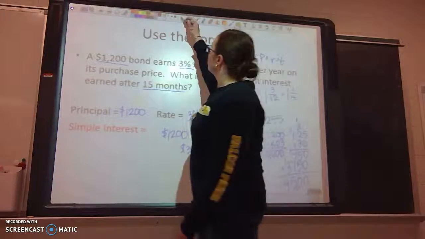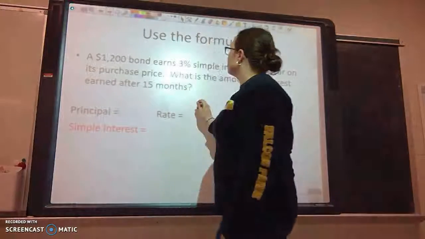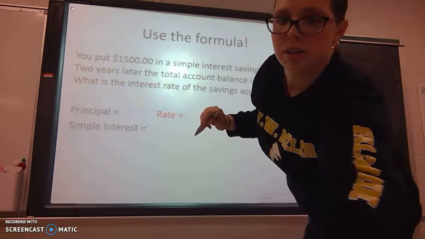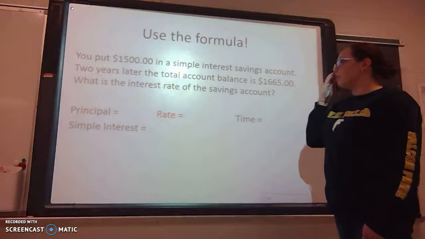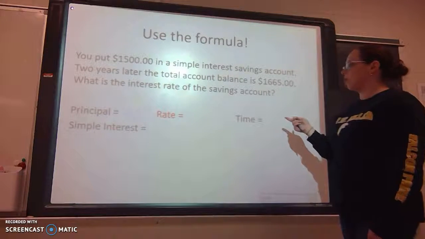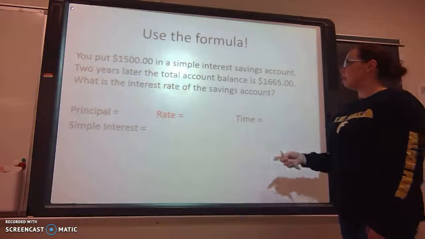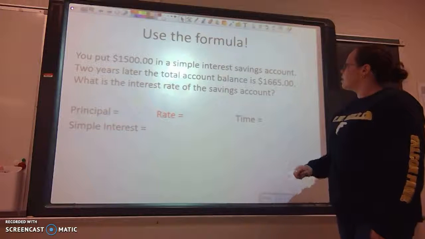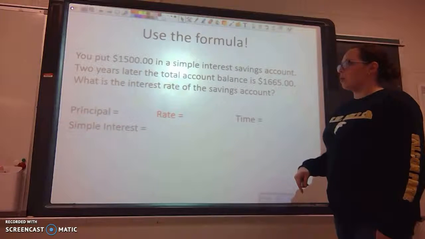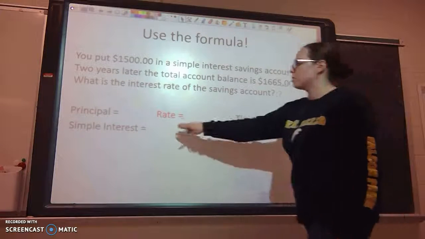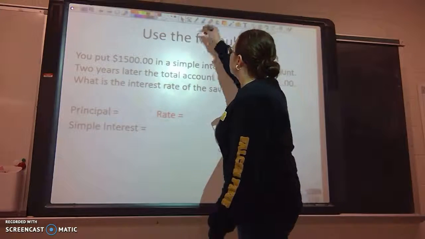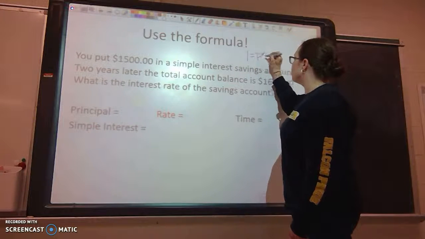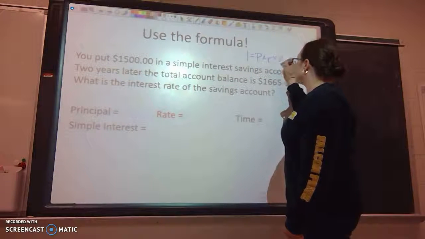All right? So we are going to go on to the next example. All right, so you put $1,500 in a simple interest savings account. 2 years later, the total account balance is $1,665. What is the interest rate? So we're going backwards. We're looking for this rate. So what do we know? We know that interest is equal to principal times rate times time.